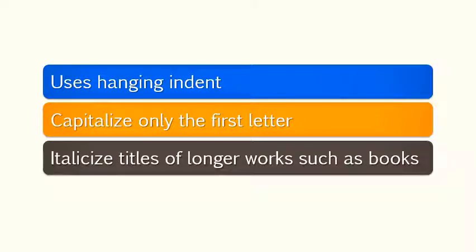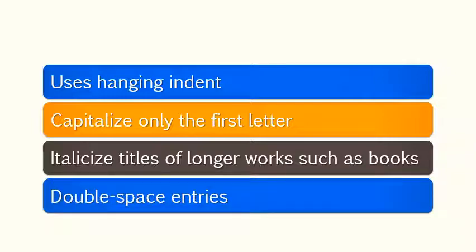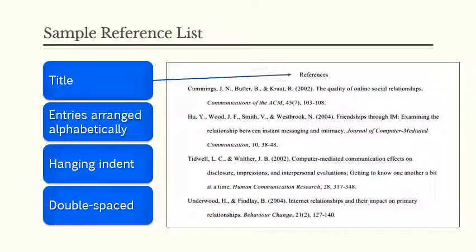Longer works, like books, are italicized. Entries are double-spaced. Here is a sample reference list. Notice the title, how the entries are arranged in alphabetical order, the hanging indent, and how the entries are double-spaced.